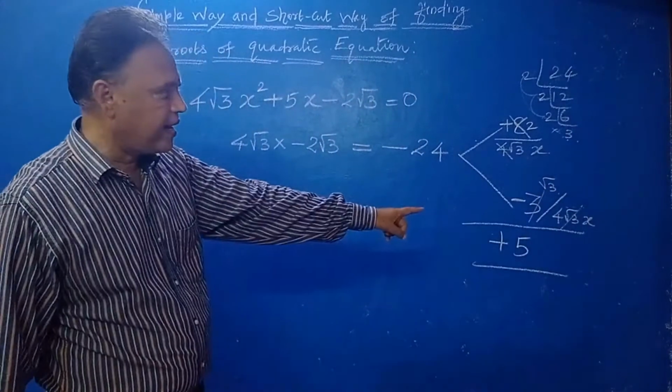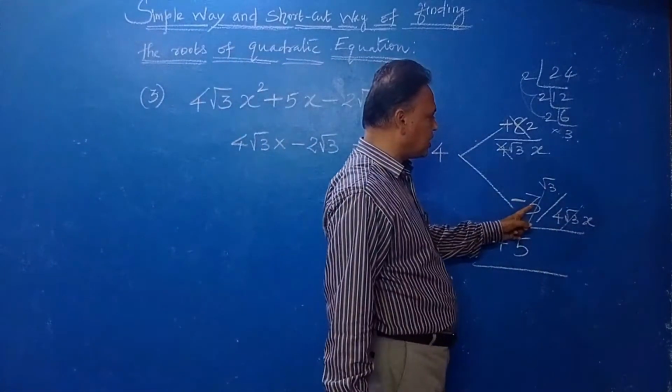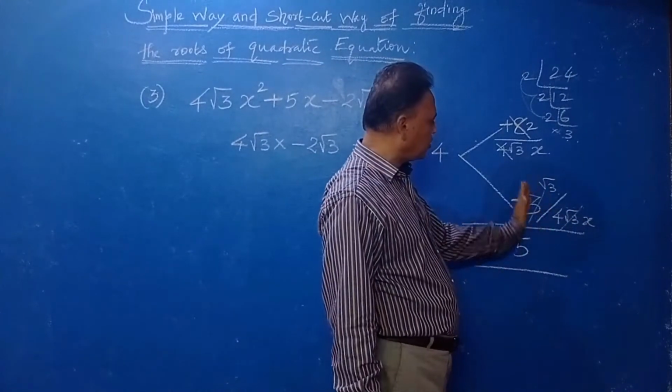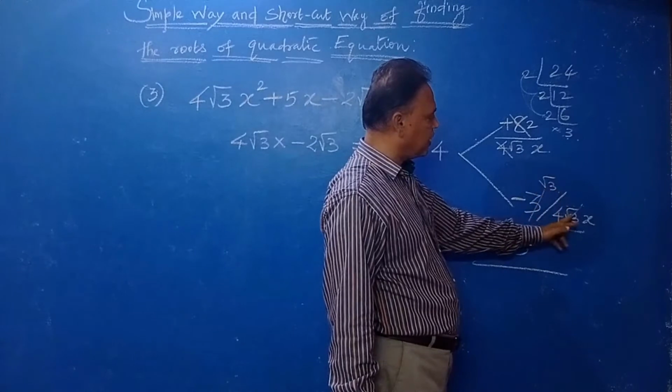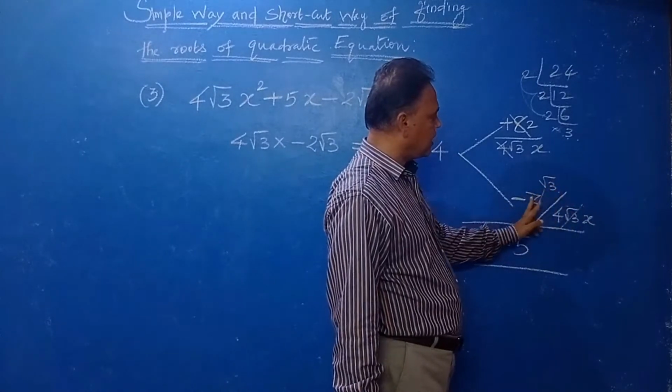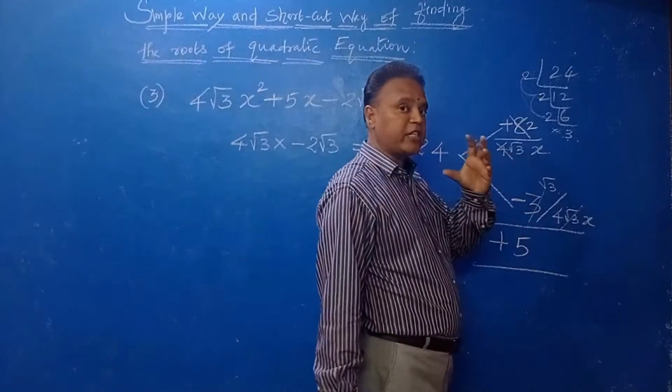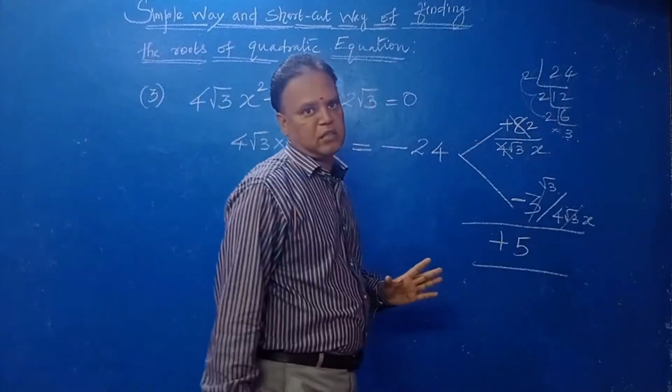Clear? Correctly you have to do. You see, 3 is nothing but root 3 into root 3. So 1 root 3 you cut, means root 3 will come. Here this root 3 you cut, means here root 3 will come, right? This simplification part, if you don't know, you have to learn, no other way.